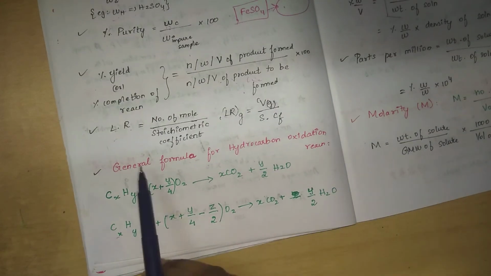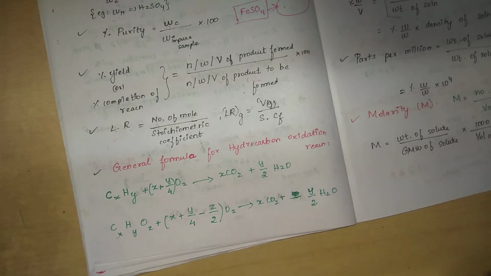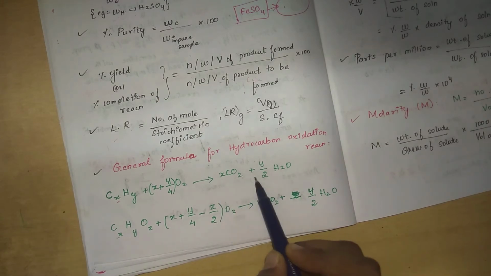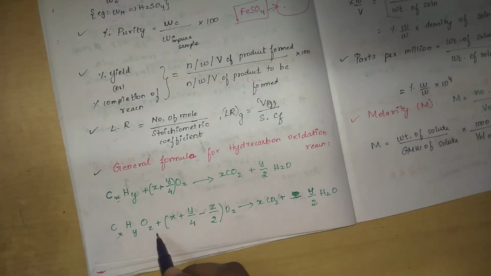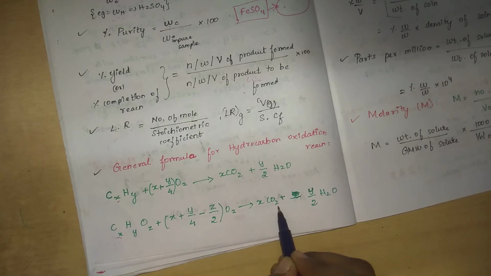For writing the general formula for hydrocarbon oxidation reaction, you should follow this. CxHy plus (x plus y by 4) moles of oxygen gives rise to x CO2, as x carbons are here, plus y by 2 H2O. CxHyOz plus (x plus y by 4 minus z by 2) moles of oxygen, and same thing, x carbons are there, so x CO2 will be produced plus y by 2 H2O.